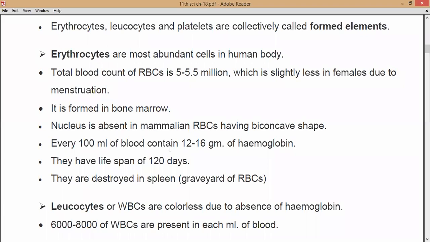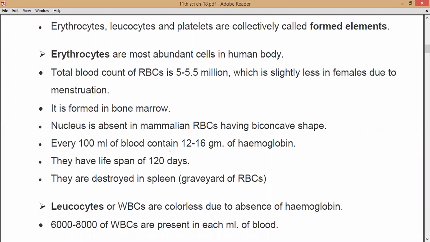Now, these RBCs are formed in the bone marrow. Now, where is bone marrow present? It is present in between the bones, and the fluid of the bone is known as bone marrow. In this bone marrow, the RBCs, or we can say the erythrocytes, are formed. The nucleus is absent in mammalian RBCs, which have a biconcave shape. So in mammals, the RBC does not contain a nucleus and possesses a shape which is known as biconcave, okay?